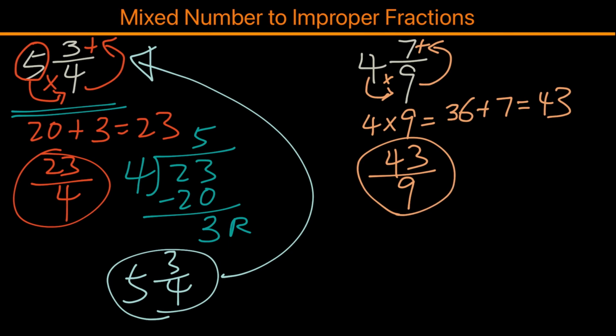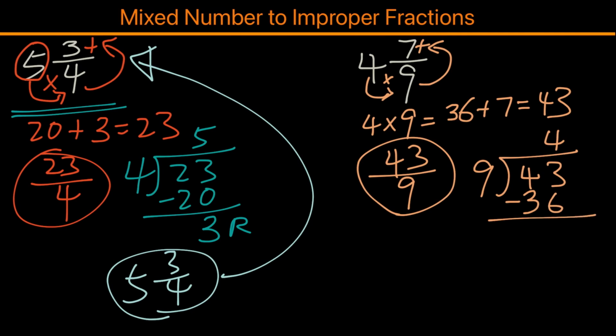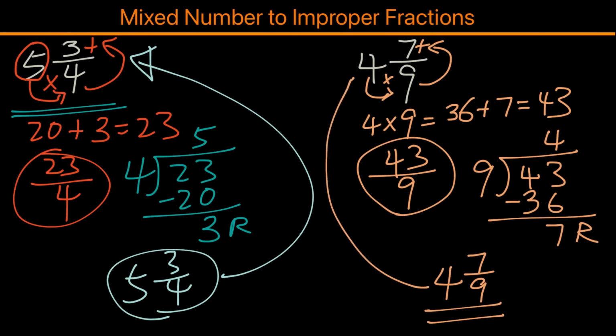To check if we did this correctly, 43 divided by 9, 4, 36. 43 minus 36, we have 7. That's the remainder. So the mixed number would be 4 7/9. And this matches the original problem, which tells us that the improper fraction that we got is correct.